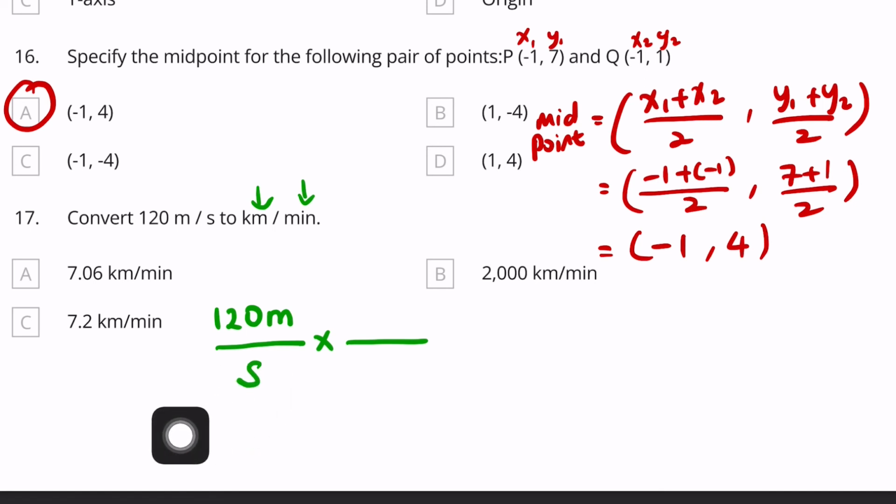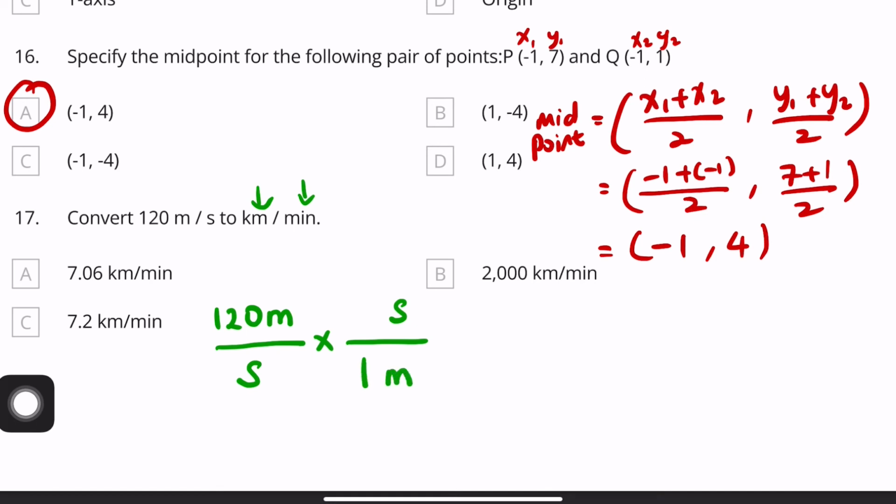How we cross out this s is when there is an s on top of the next fraction. For example, I put s over here. Second, we want to change into minute. So we know that 1 minute is equal to 60 seconds. Okay, so that settles the first part for the time, and then for the distance, we have meter to kilometer.